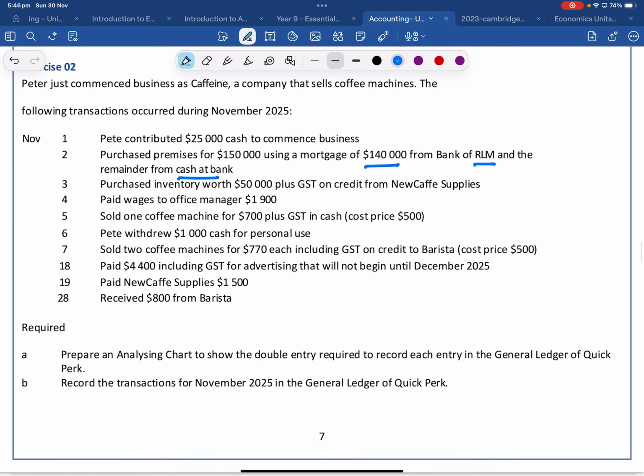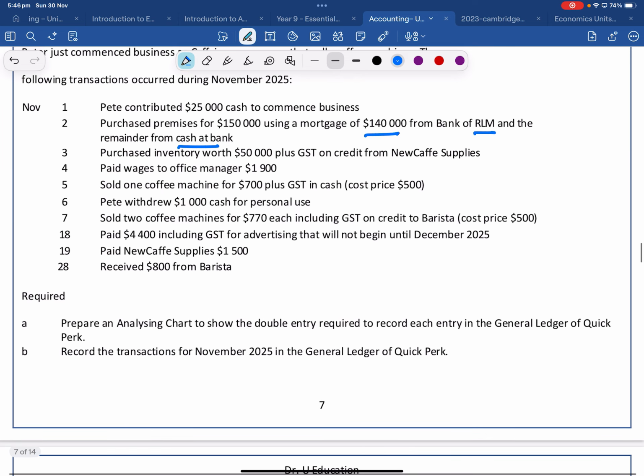Right. Paid 4,400 for advertising. That will not begin until December. So what is it, guys? Advertising expense or prepaid advertising? Prepaid advertising, yes. Good. What happens to prepaid advertising?